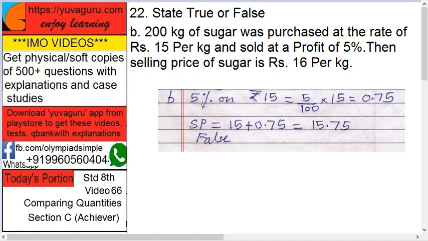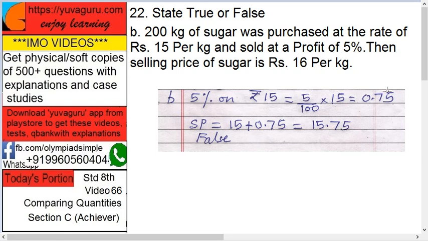Okay. So 5% on rupees 15. Here, profit is 5%. Cost price is 15 rupees. So we have to find the selling price. So 5% on 15 means 5 upon 100 into 15, right? Equals to 0.75. So this is the profit.